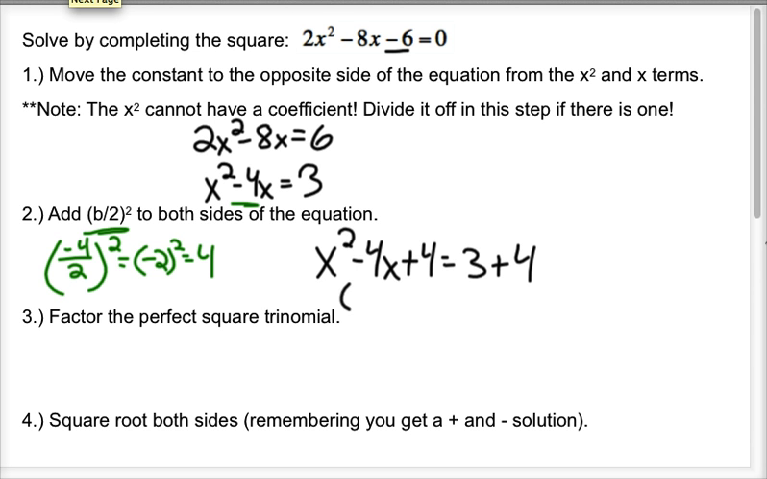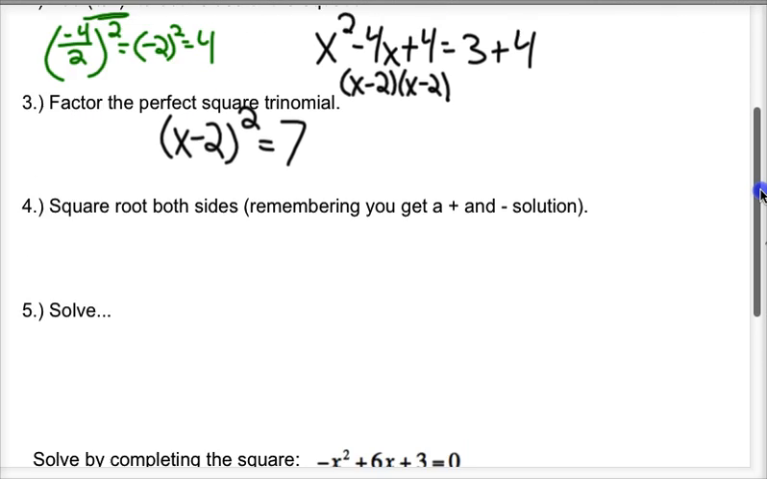Now, you saw this last time. This factors to x minus 2, x minus 2. So to write that as a perfect square trinomial, that's just x minus 2 squared. Then on the other side of my equation, 3 plus 4 gives me 7. So again, the whole point of this process is trying to get that perfect square trinomial to equal a number, because now I can solve it.